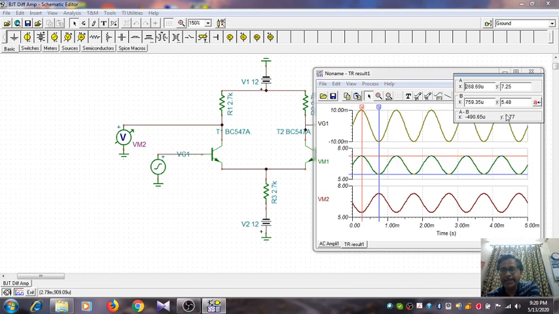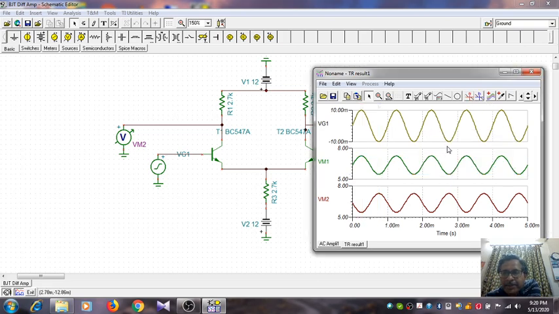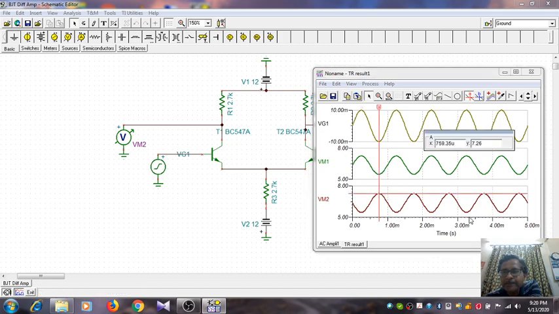It is the differential mode voltage gain. Again, for the other curve VM2, you can do the same exercise. I believe you will find nearly the same thing. For VM2, it is at the collector of T1. So here, take the other cursor and put it at the trough.